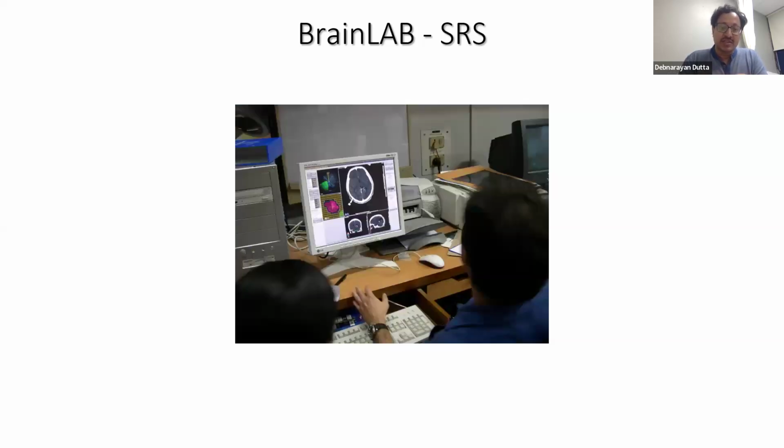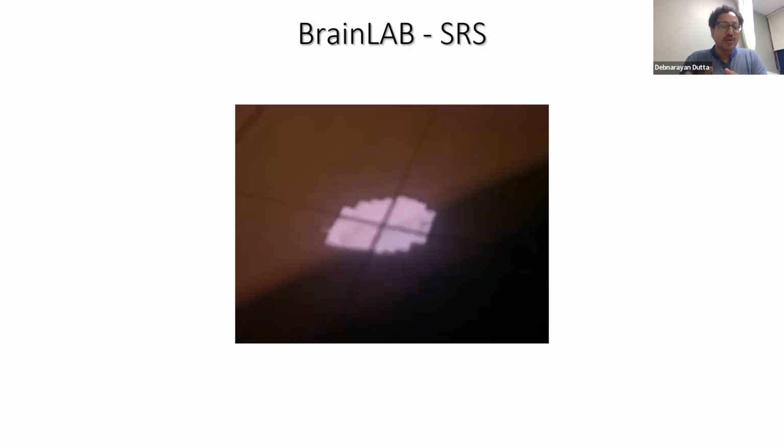Next, a CT scan is done. Then we plan it in the BrainLab system. It was a little crude, but it was okay. There is something called the Lutz test. We used to check the isocentric accuracy of the machine and the treatment position. So this Lutz test needs to be done.